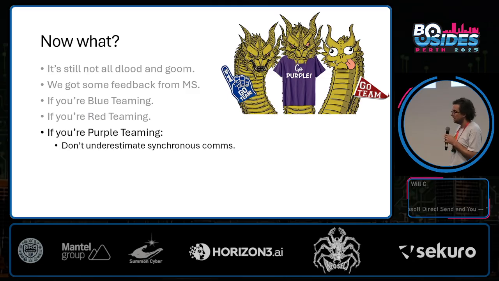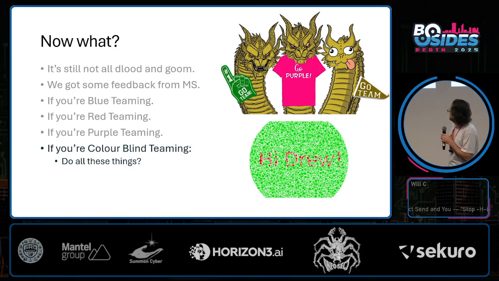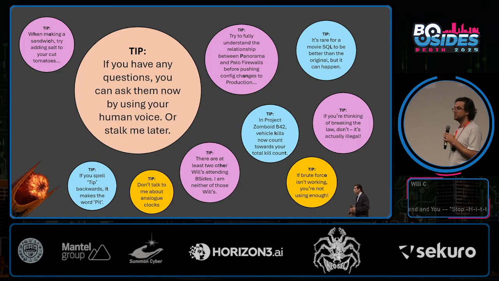If you're purple teaming, don't underestimate synchronous communication. If I hadn't had that communication stream with the blue team to be able to dive into these logs, to be able to say, hey, we've done this, what do you see? There is no way I would have figured out what this bug was, absolutely none. If you're colorblind teaming, maybe just do all of these things or none of these things, take your pick. Cool, I am finished. That is the end of my talk.